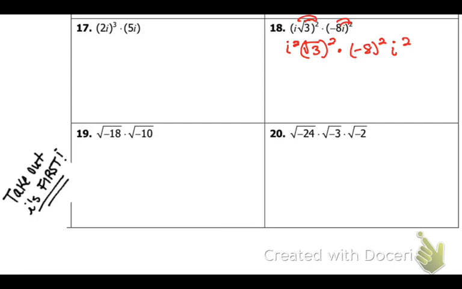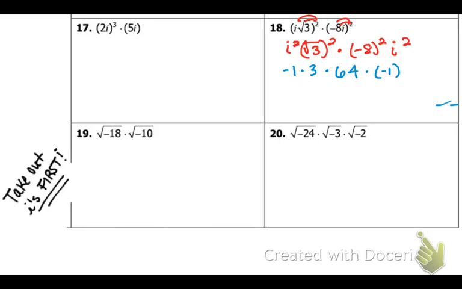Okay, so i squared is negative 1. And the square root of 3 squared, if you put that on the calculator, it's just 3. The reason for that is because if you have the square root of 3 times the square root of 3, that's the square root of 9, and the square root of 9 is just 3. Now, negative 8 squared, that's going to be 64. And then i squared is going to be your negative 1.